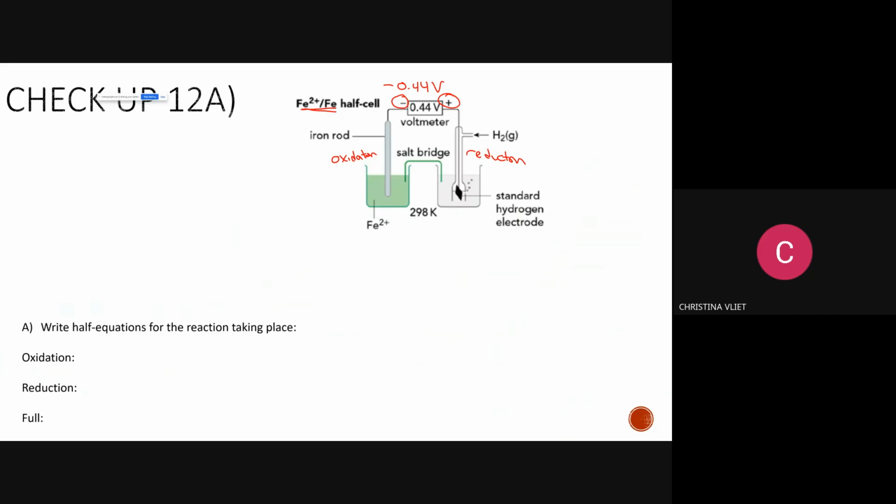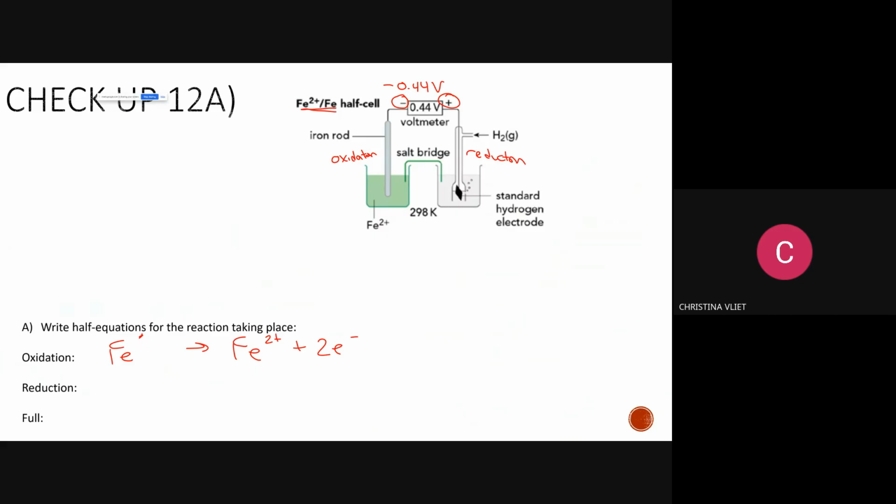What's the oxidation half reaction? Fe to Fe2+, and the electrons are right there. What's the reduction half reaction? Because you have to have both. Can't have one without the other. What's the reduction happening here? What's being reduced? If it's something against the sheet, it's hydrogen that's being reduced.